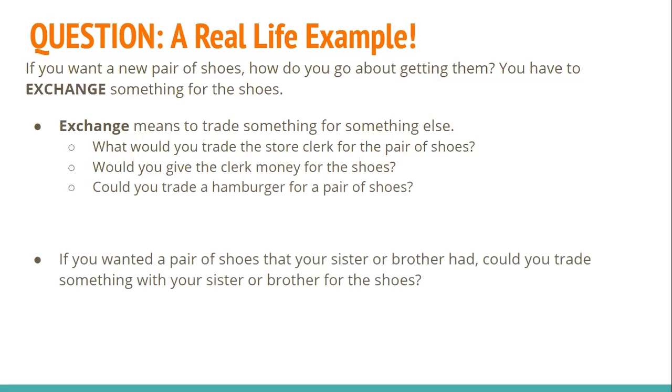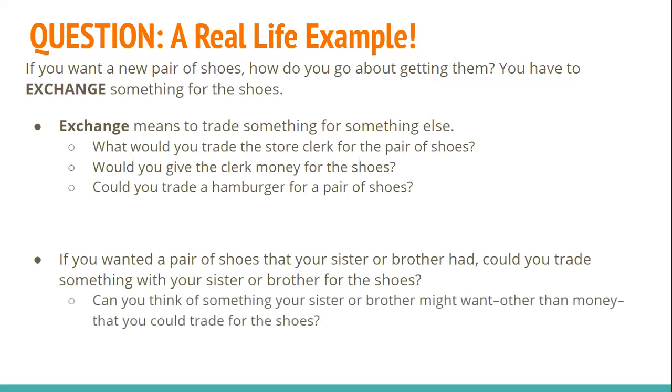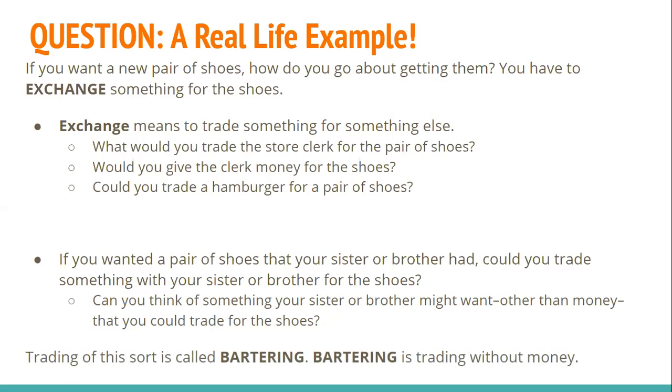Let's think of a different example. If you wanted a pair of shoes that your sister or brother had, could you trade something with your sister or brother for the shoes? Can you think of something your sister or brother might want other than money that you could trade for the shoes? So for example, if you want the shoes, maybe you can give your sister or brother a nice new shirt. So this kind of trading is called bartering. Bartering is trading without money. So we have an exchange, which can deal with money, and bartering, which is trading of goods and services for a different good and service.